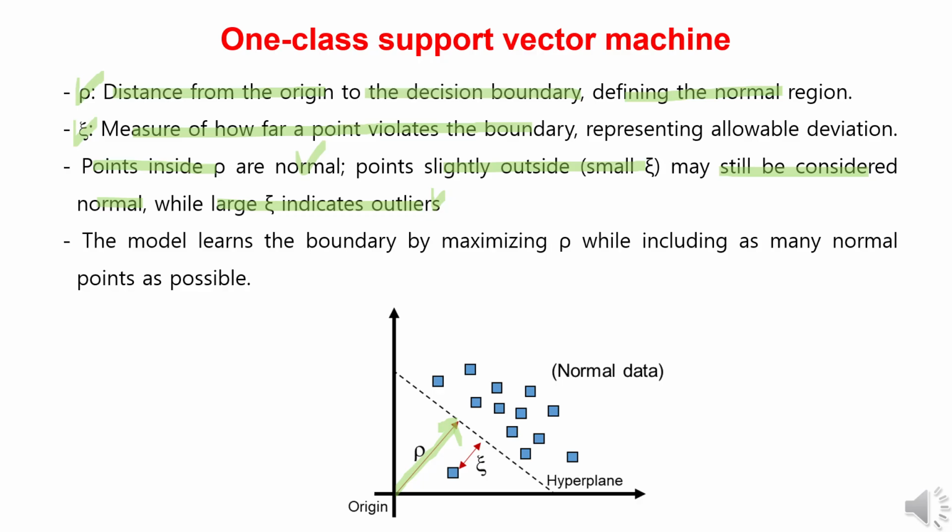Based on these principles, the one-class SVM maximizes the distance from the origin to the boundary, while trying to include as much normal data as possible within the boundary. This process effectively learns the distribution of normal data and enables the detection of anomalies.